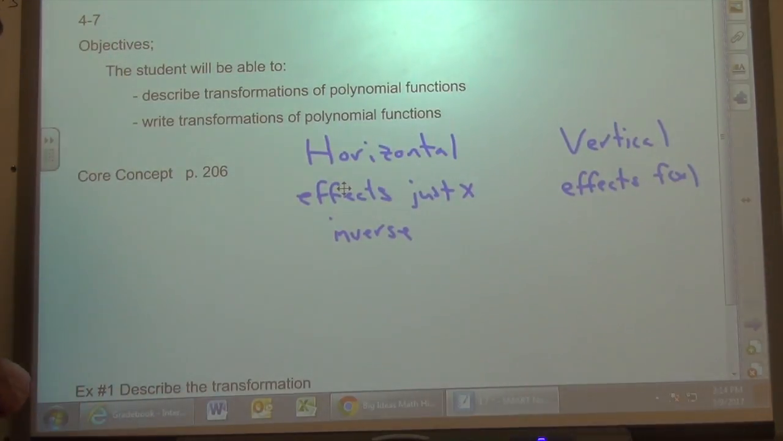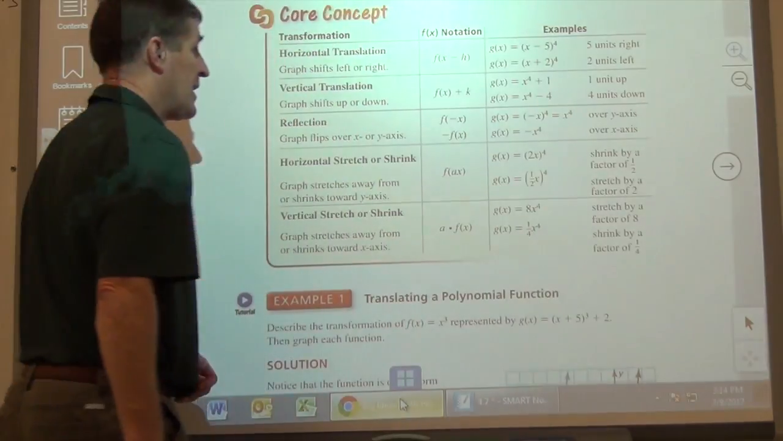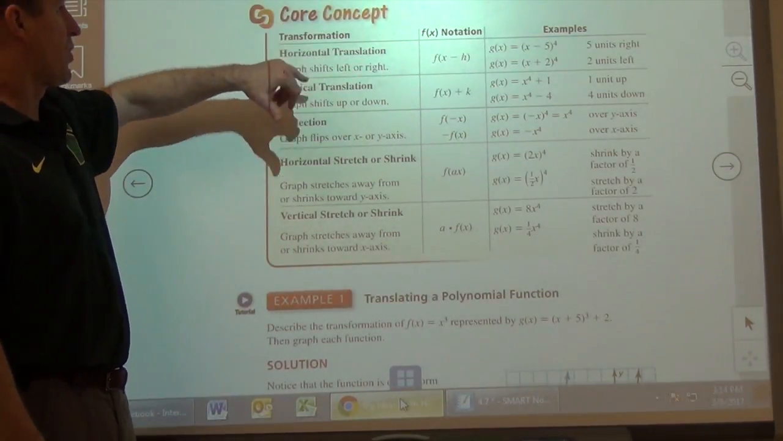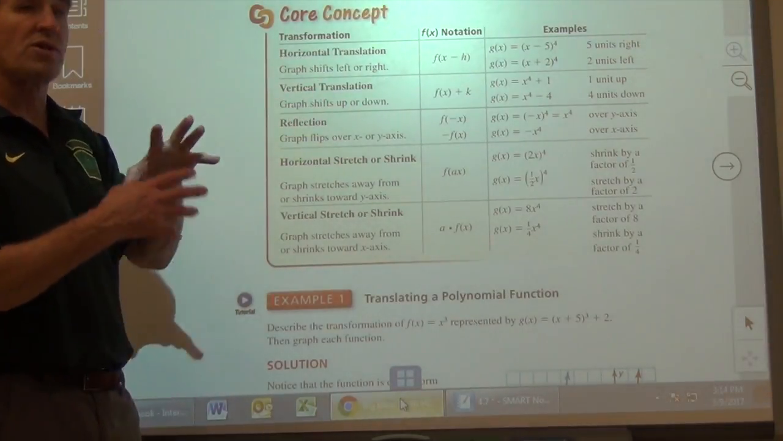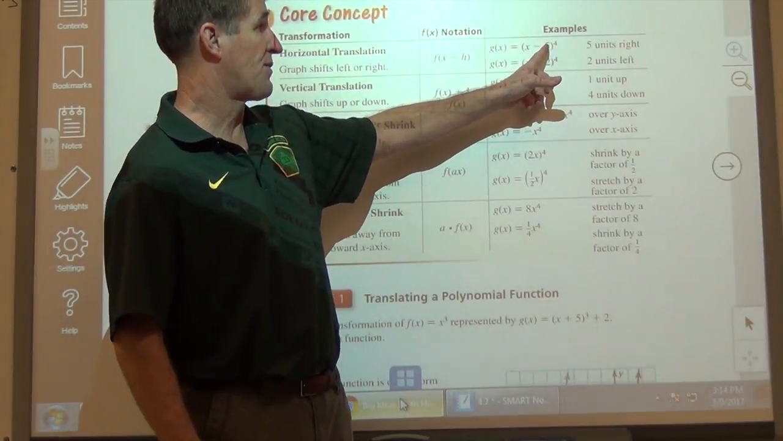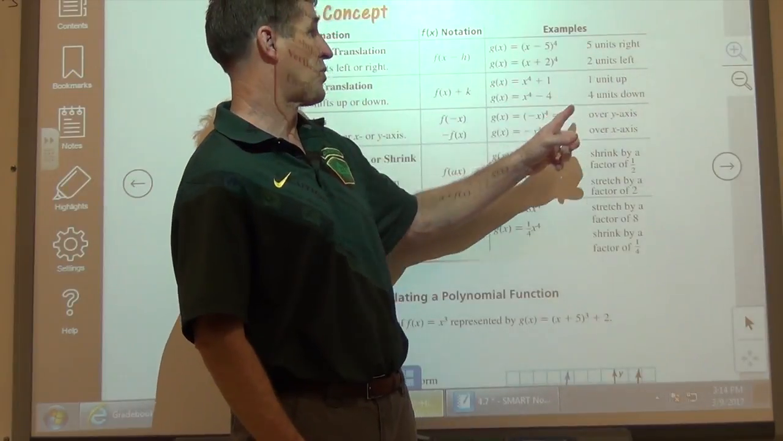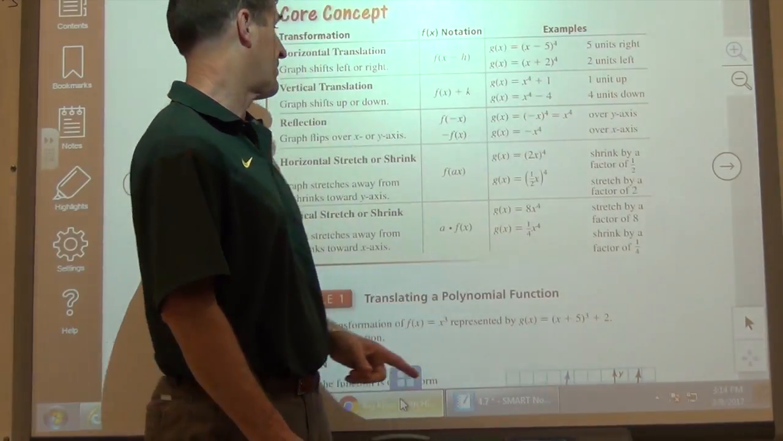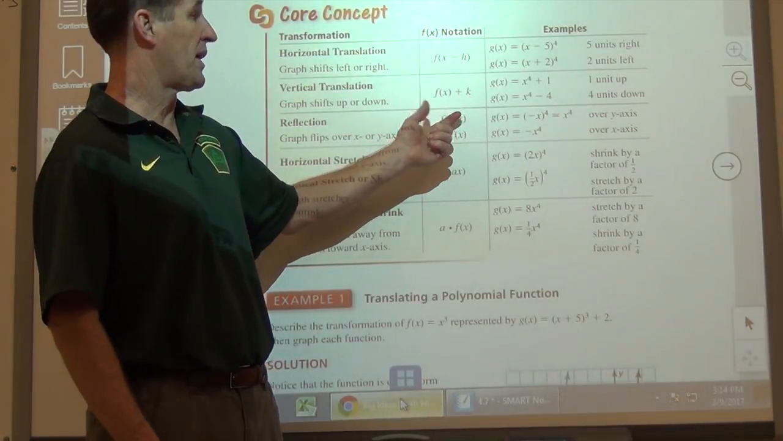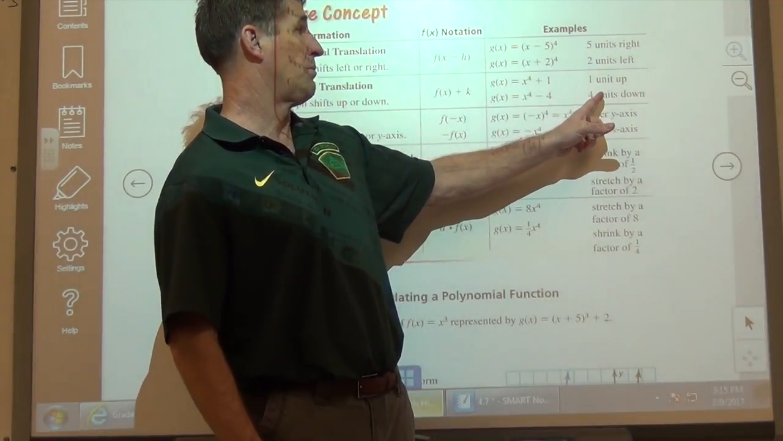And so on page 206 in the Big Ideas Math, if we go to that, it has some examples here for you. It's a core concept. So horizontal just affects the x. So it would be x minus h. So an example would be x minus 5. Remember, it's opposite what it says. Horizontal is left and right, so that's 5 units right. Plus 2 would be 2 units left. If we do a vertical translation, then it's outside the function. It affects the whole thing. So x to the 4th plus 1 would be up 1, and x to the 4th minus 4 would be 4 down.